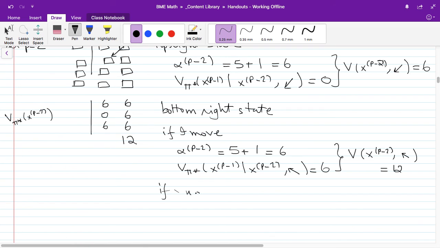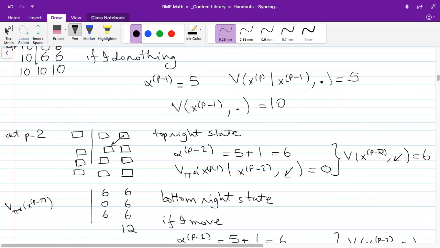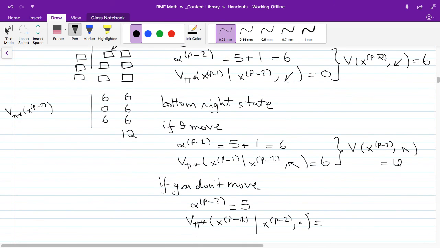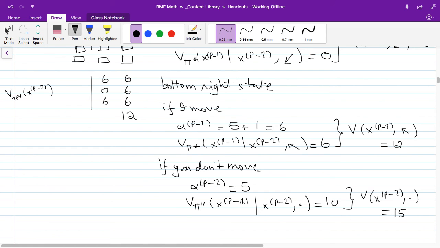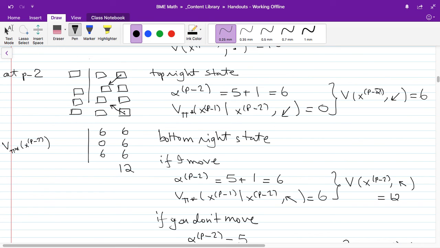So if you don't move, what's going to happen? If you don't move, your cost per step is 5. The value of where you're starting at, if you were to just stay where you are, is 10. That's the cost if you were to stay where you are. So the total is 15. So it's a better policy to move. At time point P minus 2, it's good to move. Whereas in time point P minus 1, it's too late. And we can do the same for these other states. So the best action here is this or this. It's the same.